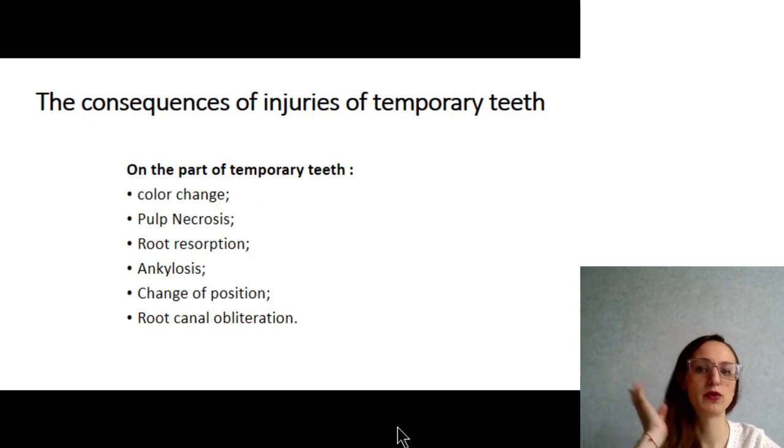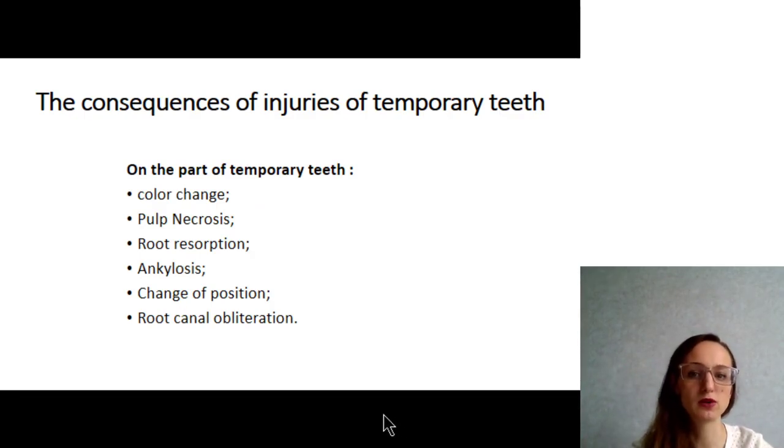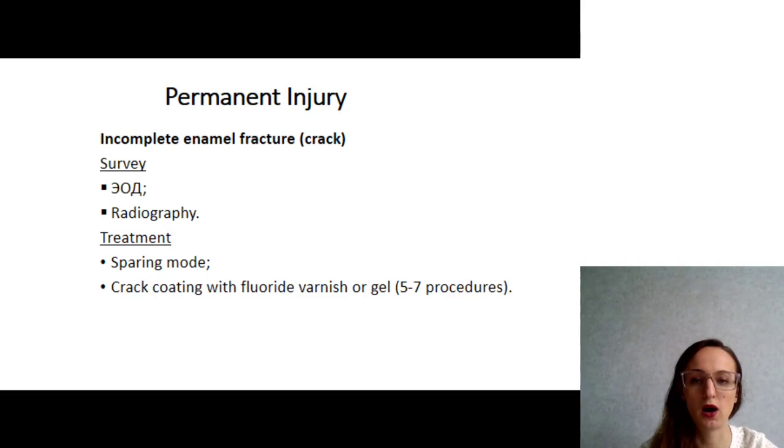On the part of temporary teeth: color change, pulp necrosis, root resorption, ankylosis, a change of position, and root canal obliteration. It is the part of temporary teeth. Permanent injury, so survey: electrodontal diagnosis, X-ray, and treatment, sparing mode, and crack coating with fluoride varnish or gel. You can use 5 or 7 procedures.